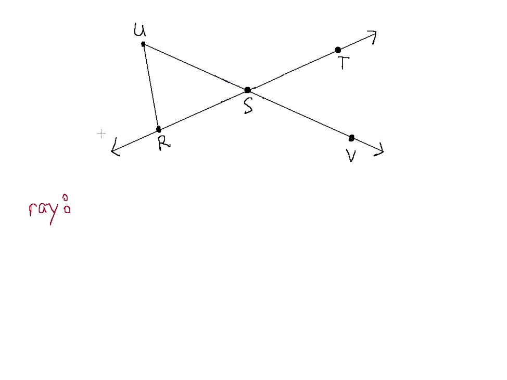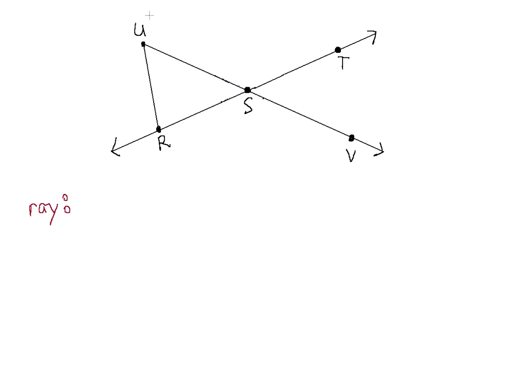A ray has one endpoint that extends infinitely in one direction. And here we have a ray. U is an endpoint, and it extends infinitely in this direction. And this is actually the only ray in this picture here. And we want to give two possible names for it.